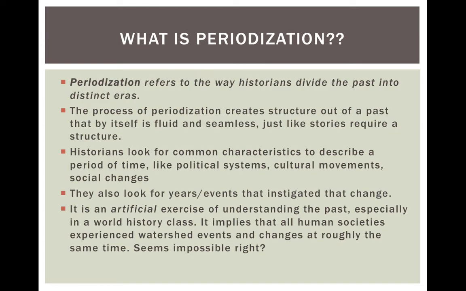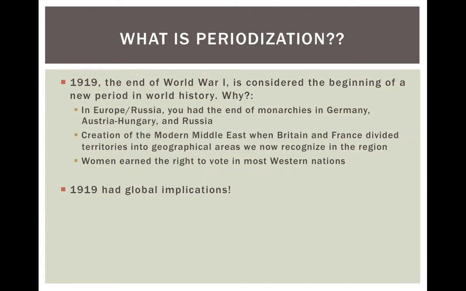But it does imply that all human societies experience watershed events and changes at roughly the same time. So this seems kind of impossible, right? Well, one example I can think of that did have global implications, that does support the idea of this project, is the end of World War I, 1919. So if you were doing a periodization project for the entirety of the 20th century, you might choose 1919 as your watershed year.